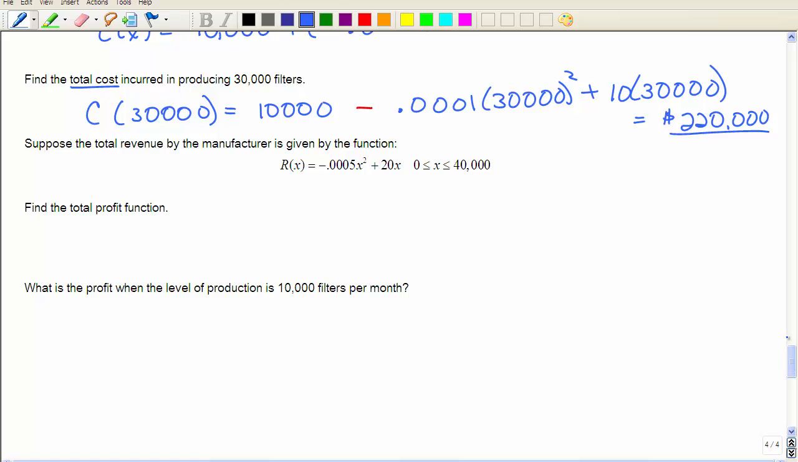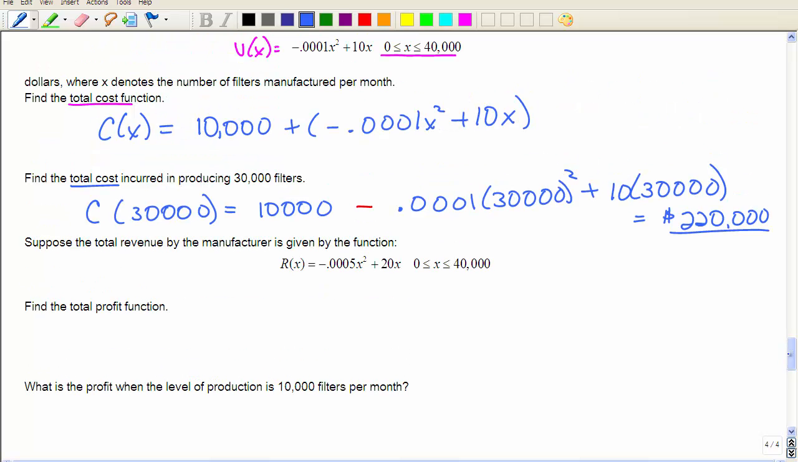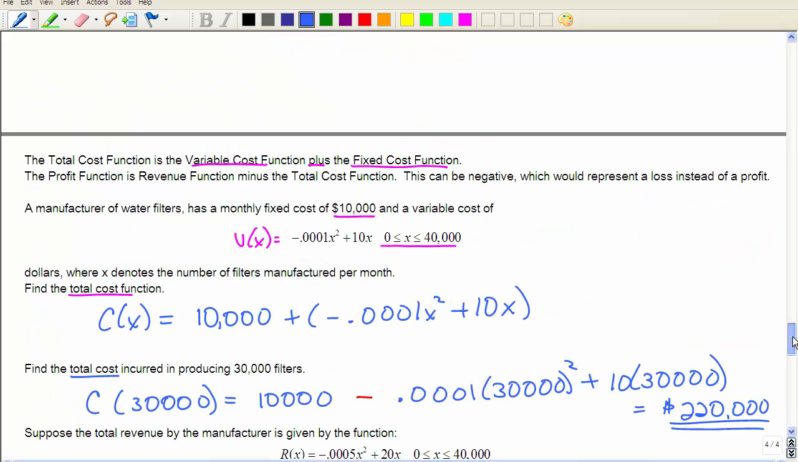Okay, so now we want the total revenue. Okay, so this is what it cost us to make 30,000 filters. So the total revenue is given by this, all right? That's how much money is generated, like you sell these things and it comes in. So what is the total profit? Well, profit, if you just think about it, profit is revenue, that's how much money you brought in, minus how much it cost you. So let's do it in simple terms.